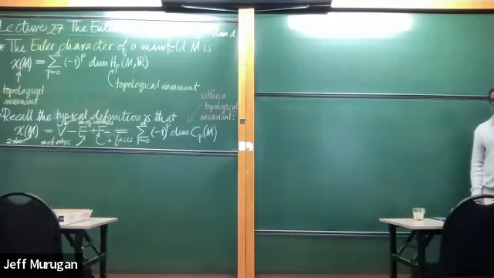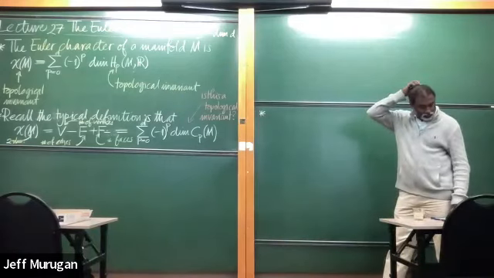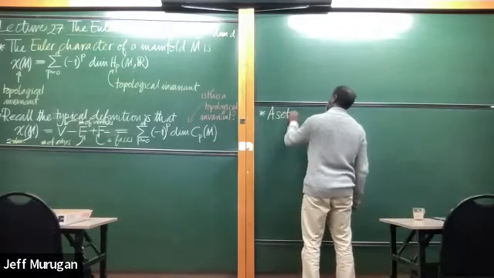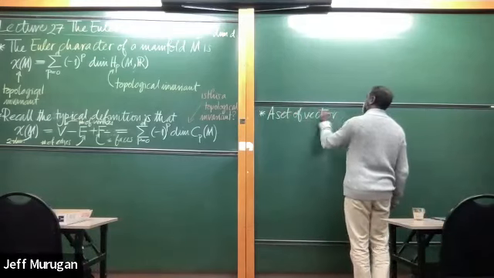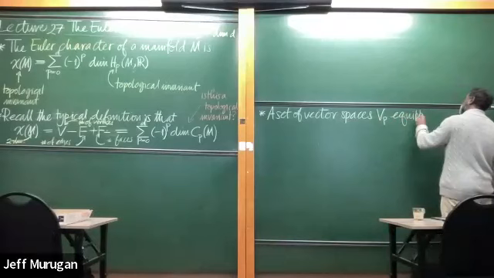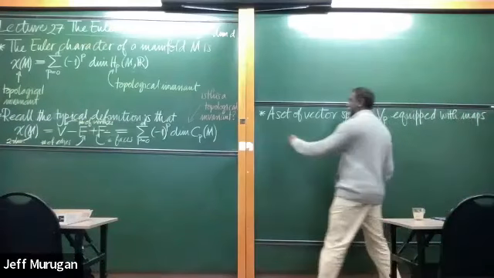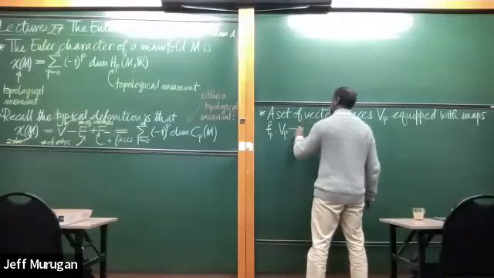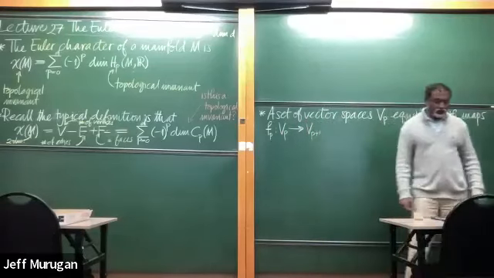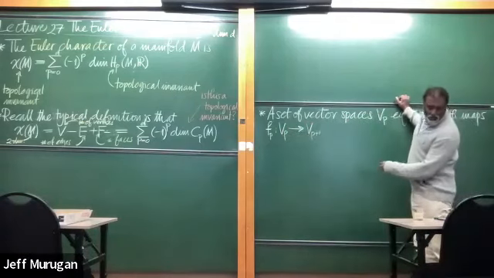So suppose I have some set of vector spaces, say V_p, equipped with maps f_p, let's take V_p to V_{p+1}. This is called an exact sequence if the kernel of f_p is equal to the image of f_{p-1}.